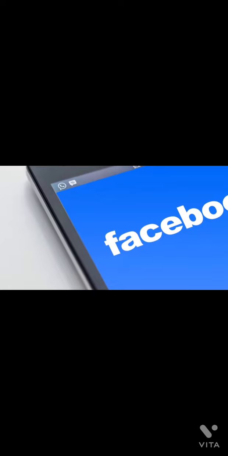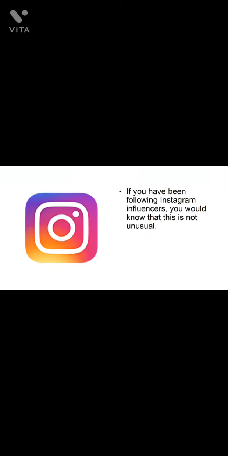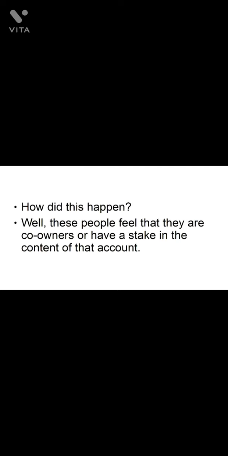on Facebook. Why do people buy in emotionally to any type of content? If you have been following Instagram influencers, you would know this is not unusual. There are influential people on social media who have hardcore, die-hard fans. How did this happen? Well, these people feel they are co-owners or have a stake in the content of that account. Get people on your list to feel the same way. Well, how do you make this happen? You can try one, a few, or all of the following.